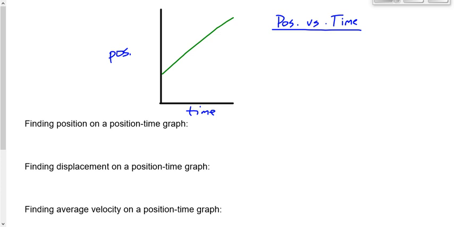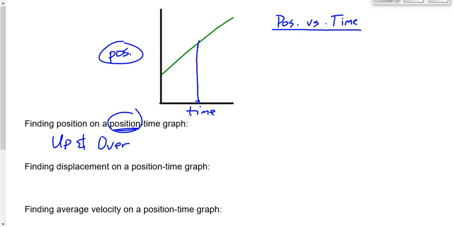Whenever you want to find the variable that appears on the y-axis, and position is the variable that appears on the y-axis, right? All you're going to do is go up and over. Up and over. So if you want to find the position at this moment in time, right here, then we would go up and over, and we would read the position right there. Does that make sense? Easy. Like, it's the easiest thing possible, as long as you understand what we're doing.